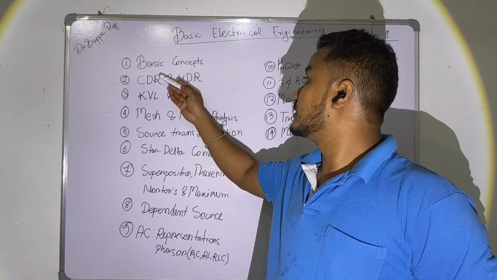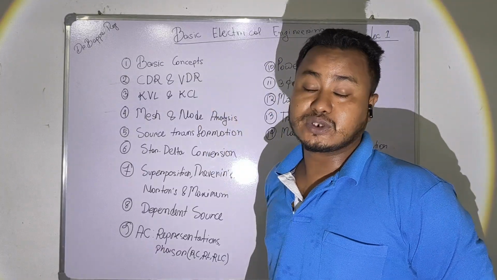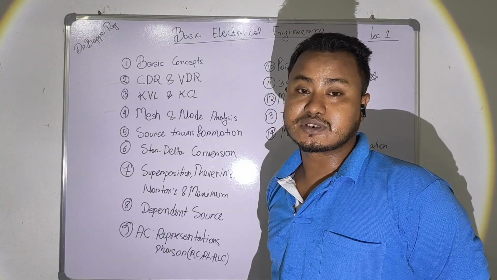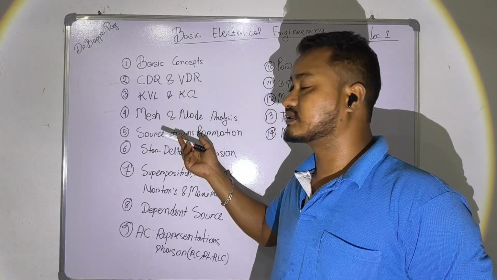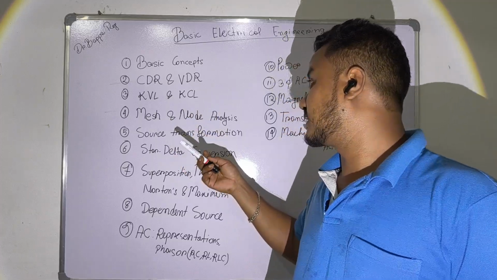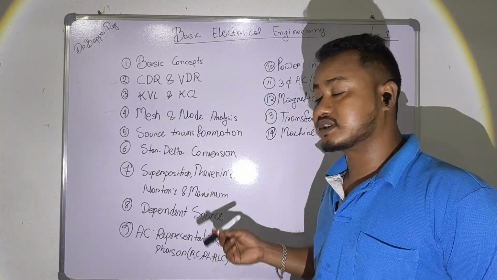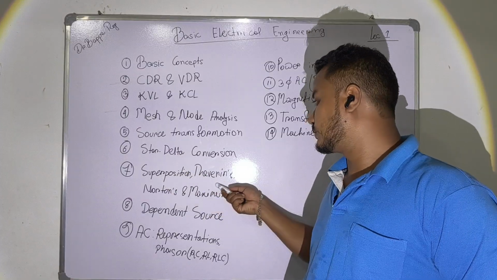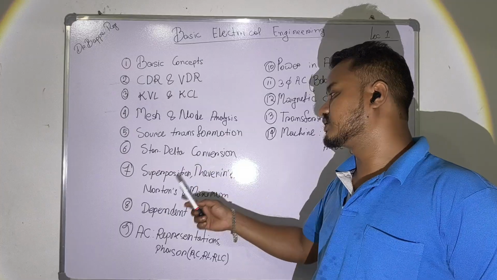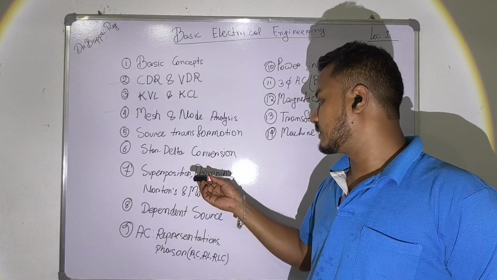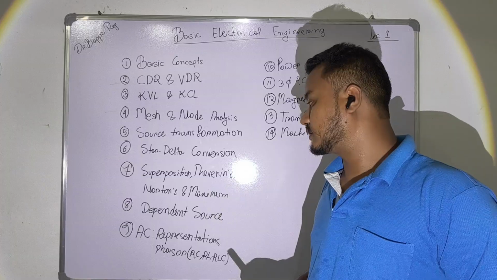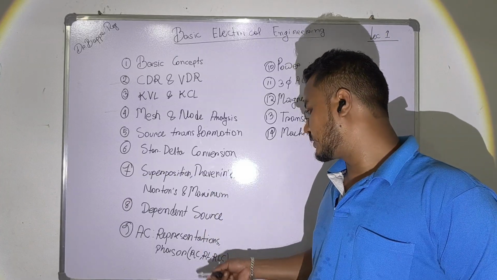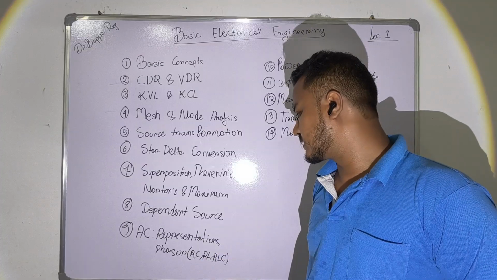We'll start from DC. Basic concepts: current division rule, voltage division rule, KVL, KCL, Ohm's law, mesh analysis, node analysis, source transformation, then star delta conversion, superposition. In Newton theorem, we'll only do superposition, Thevenin's, Norton, maximum power transfer. Also, we'll try to do the AC part in Thevenin's, dependent source. Then we'll do AC representation.